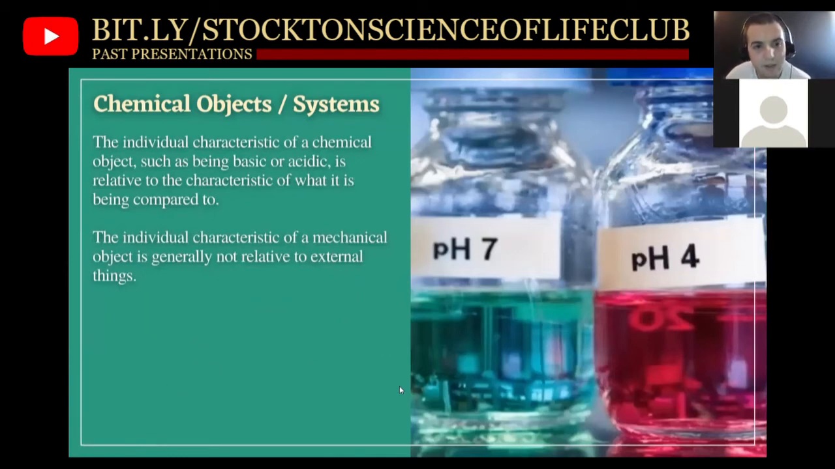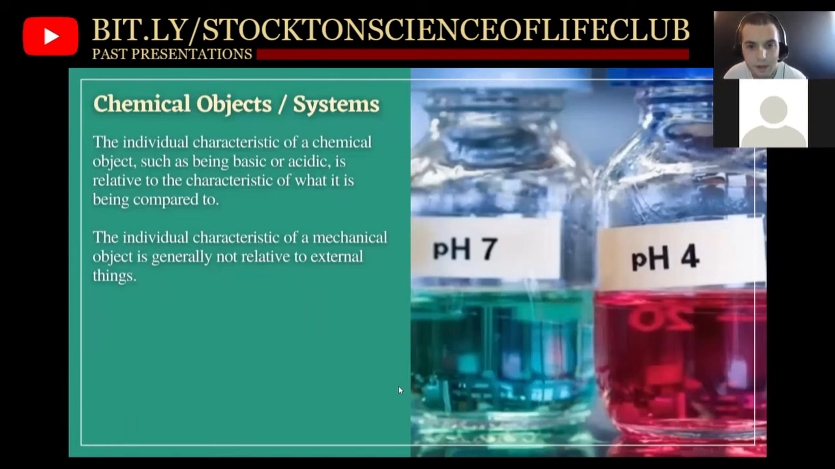The individual characteristics of a chemical object, such as being basic or acidic, is relative to the characteristics of what it is being compared to. So this is another layer of the identity of these chemical objects. An acid is not just having some absolute identity as an acid. An acid is only acidic when compared to something more basic than it.